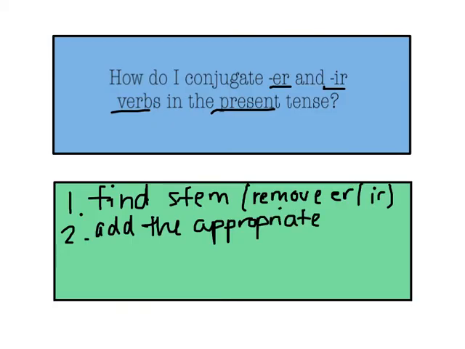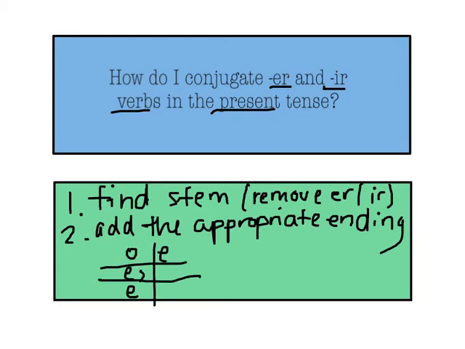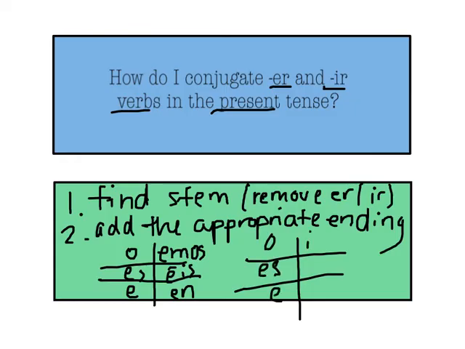And I would love it if you guys would go ahead and please just do those two tables one more time, where you have your ER endings, o, es, e, emos, éis, and en, and then your IR endings are o, es, e, imos, ís, and en.